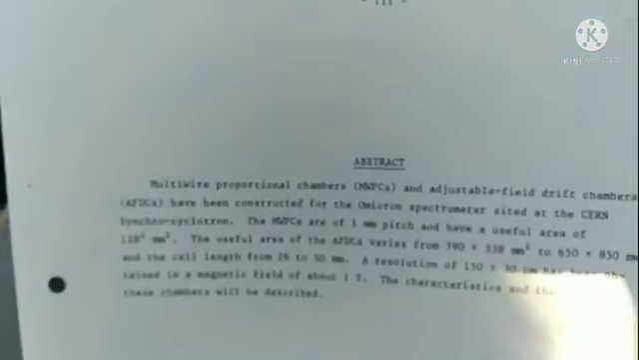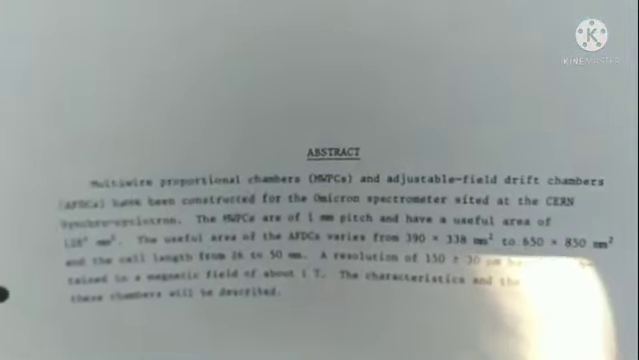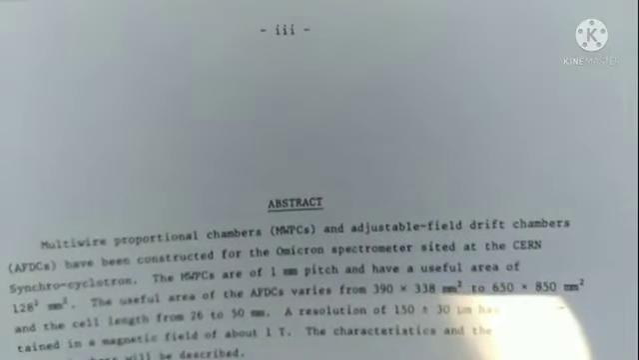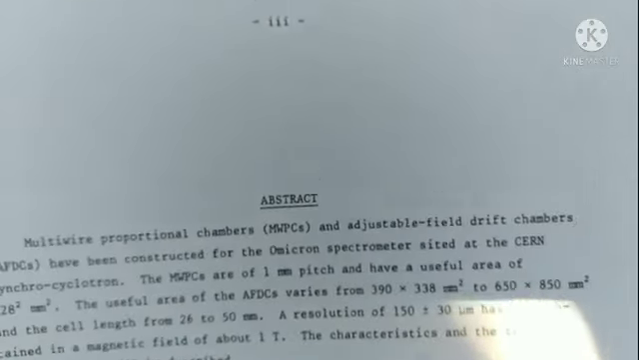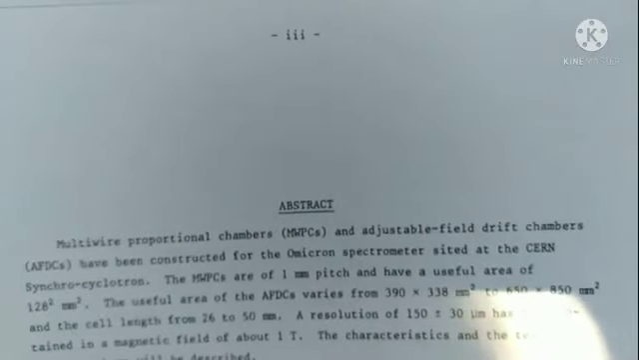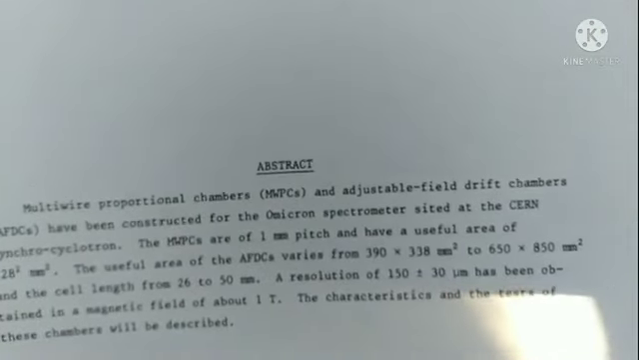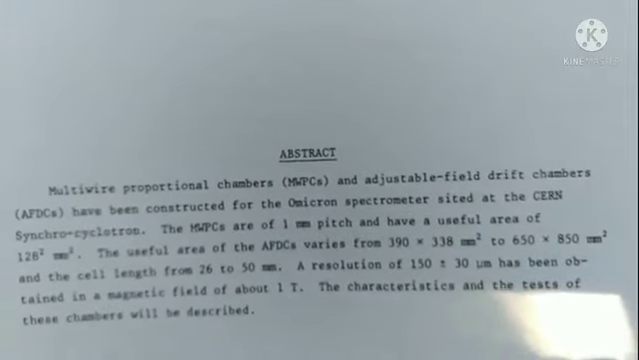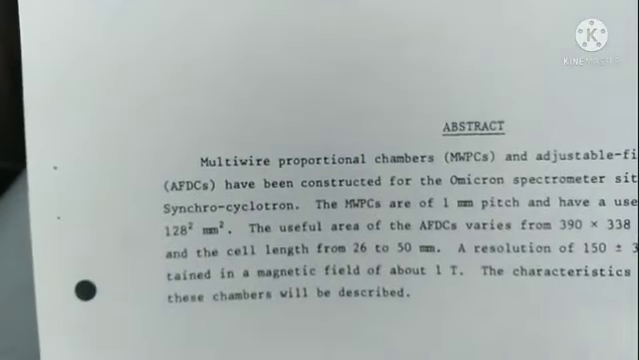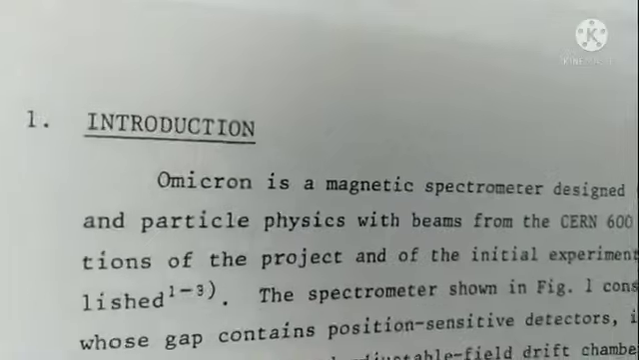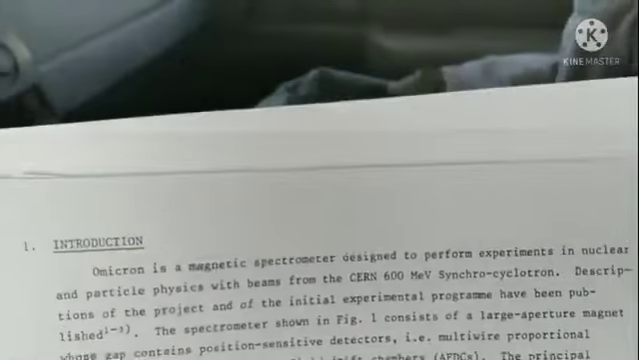The abstract. Multi-wire proportional chambers, or MWPCs, and adjustable field drift chambers, AFDCs, have been constructed for the Omicron spectrometer sited at the Cern cyclotron. And that's all I'm going to read about that, because the rest needs to be studied more about the millimeter waves and what it has to do with 5G, because 5G is millimeter waves. But let's go into the introduction.